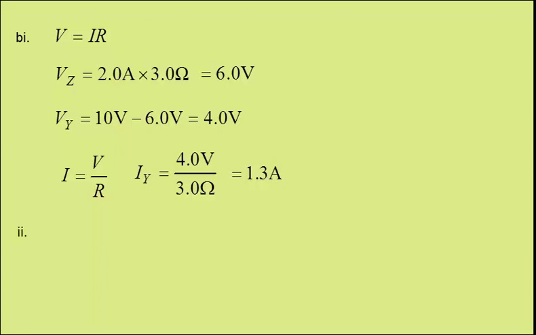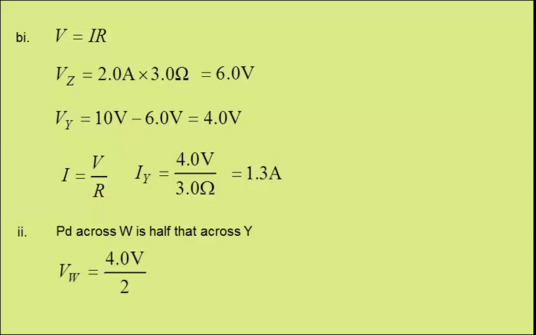For part 2, we need to find the potential difference across resistor W. Well, the potential difference across W is half that across Y because it shares the voltage with X. Therefore, this is the 4 volts divided by 2, giving it a potential difference of 2 volts.